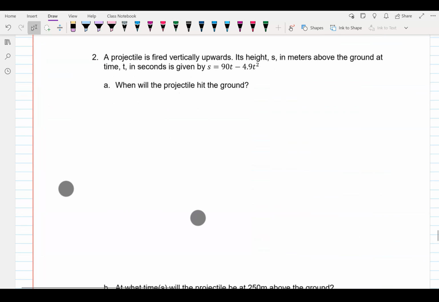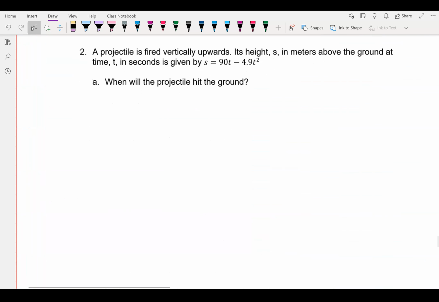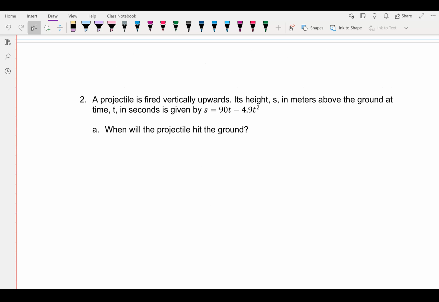if you're confused at all. Second question, a projectile, or an object, is fired vertically upwards. So it could be a bullet, it could be a cannonball, it could be a baseball someone threw in the air, it doesn't really matter. Its height, s, in meters above the ground at time t in seconds, is given by s equals 90t minus 4.9t squared. When will the projectile hit the ground?